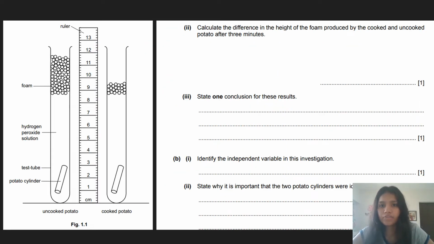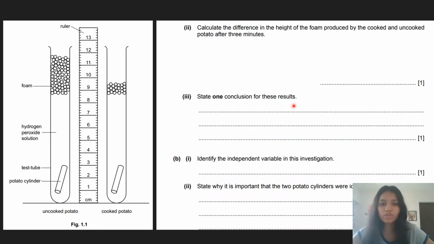Next, calculate the difference in height produced by the cooked and uncooked. Now, for this, you need to use your table values and this measurement. Subtract the lower one from the higher one, and you put it down with units, millimeters, centimeters, whatever. Okay, units have to be consistent in all your work.